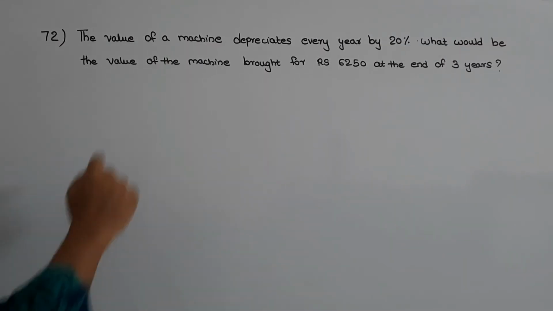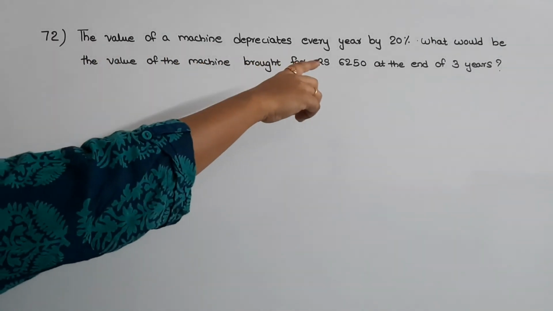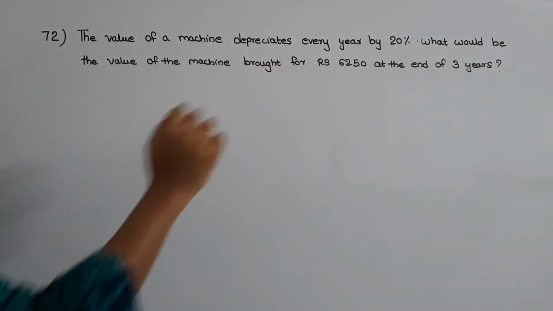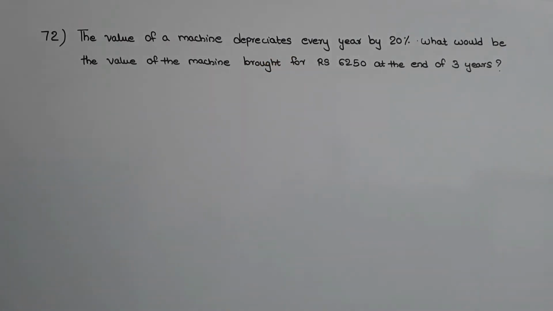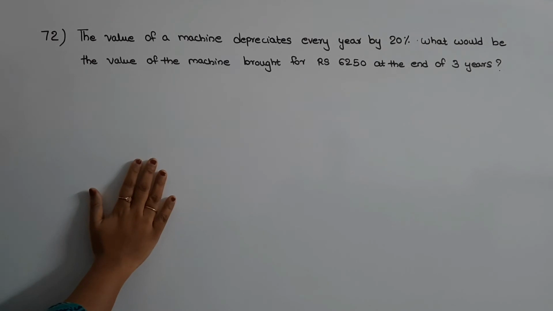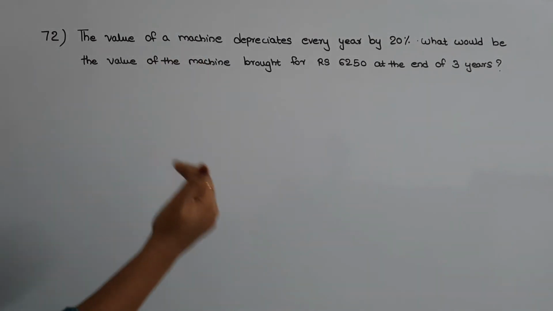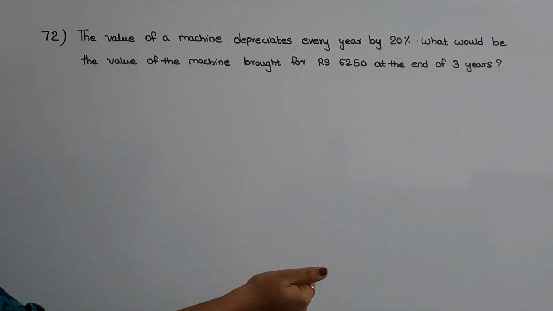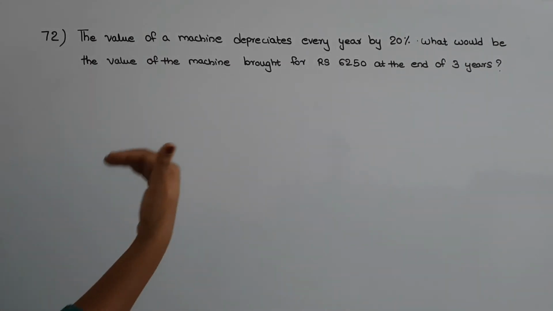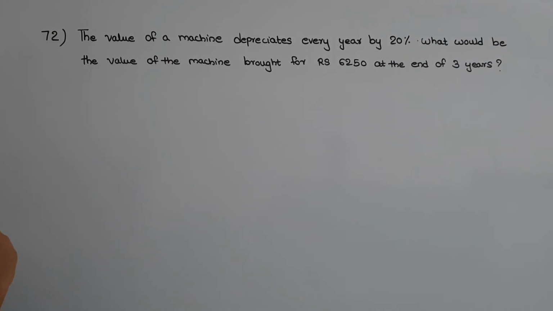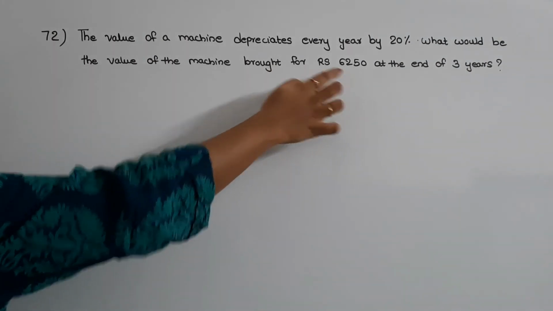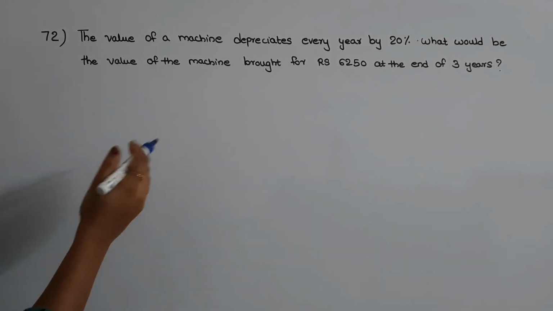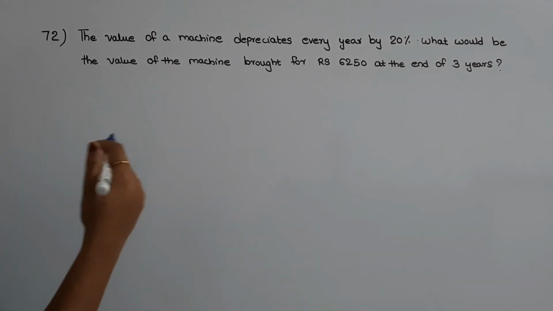The next question is, the value of a machine depreciates every year by 20%. What would be the value of the machine bought for rupees 6,250 at the end of 3 years? So in this question they are telling that a particular machine is bought at a value. So its value is decreasing every year by 20% up to 3 years. Then what will be its value after these 3 years? So in the question the initial cost is given as 6,250, but in order to solve the question we are using the initial cost as 100 for easy calculation.